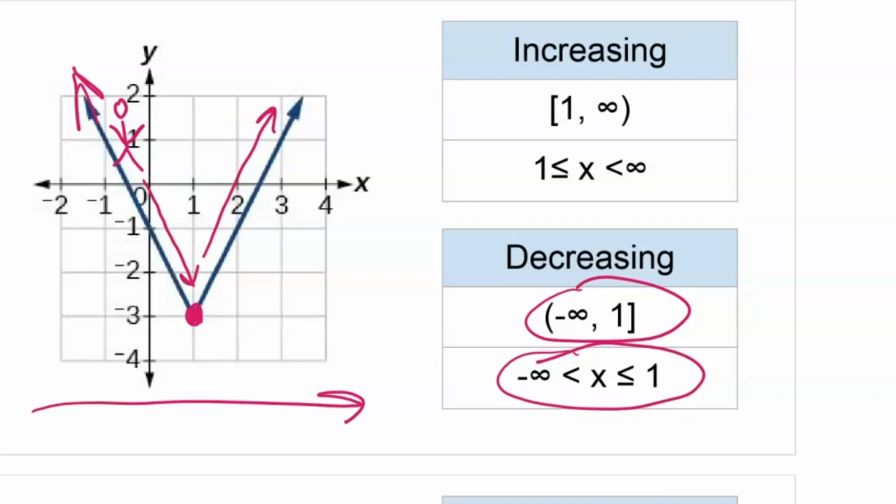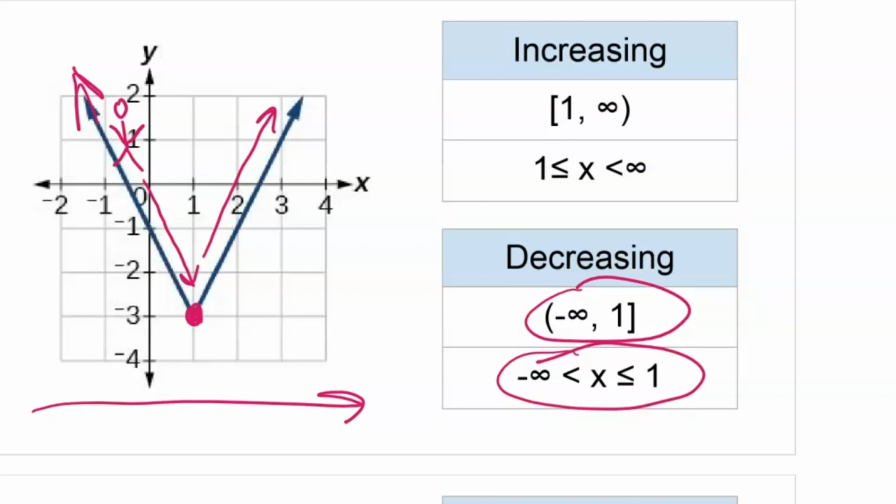And again, with infinity, you never include it because x will never actually equal negative infinity. So we have the parenthesis there. It does equal 1. We didn't have a point here on the graph, but we didn't have a hole either. So we know that it actually does equal 1 at that point. So it goes from negative infinity to 1. That's where it's decreasing. And then 1 is the turning point.